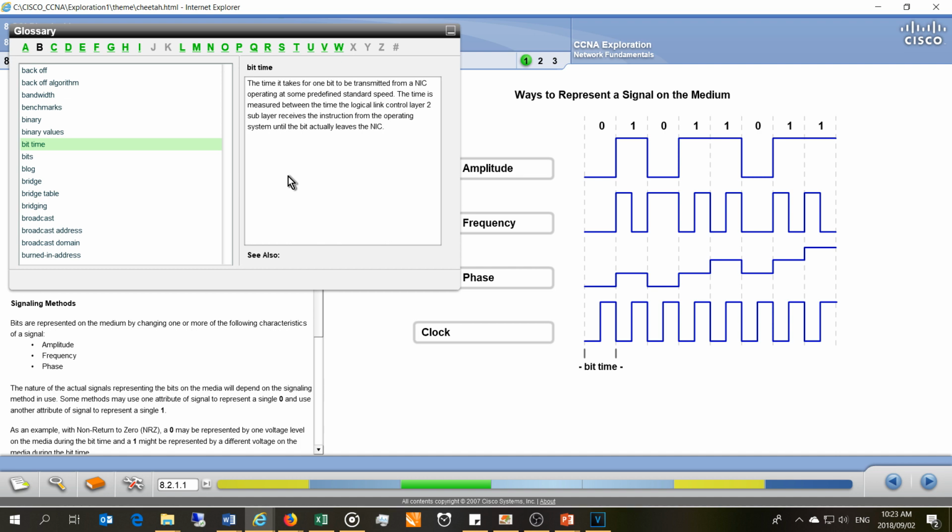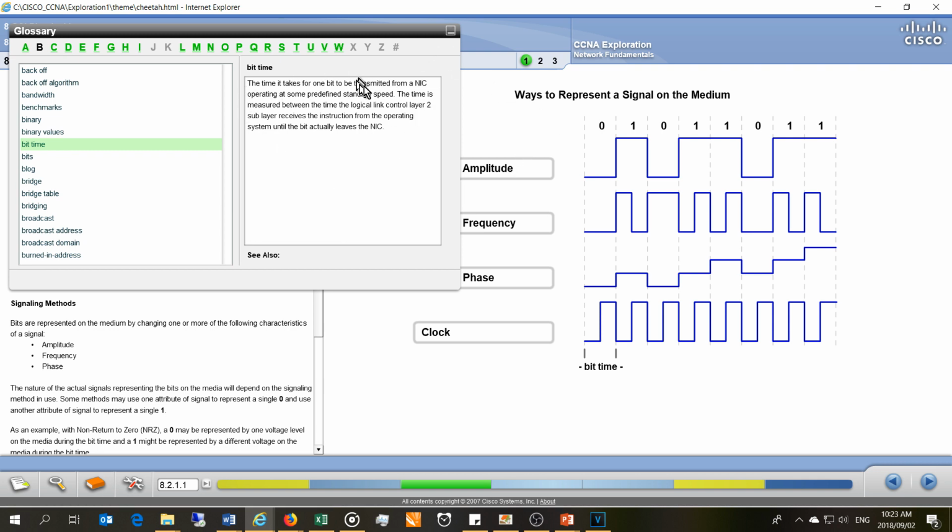The time is measured between the time the logical link control layer 2 sublayer receives the instruction from the operating system until the bit actually leaves the network interface card. So the bit time is the time it takes for a network interface card at OSI layer 2 to generate one bit of data and send it out to the media as a signal.